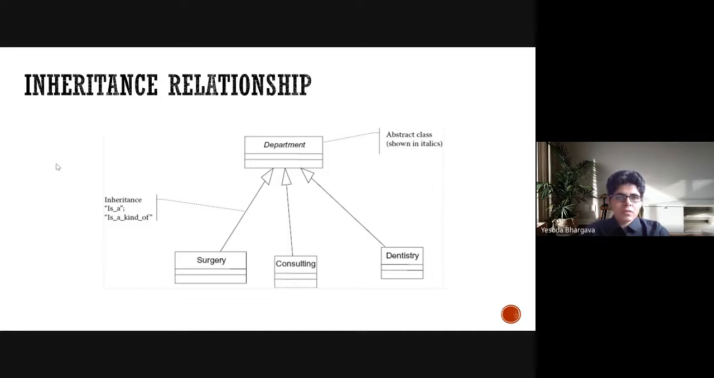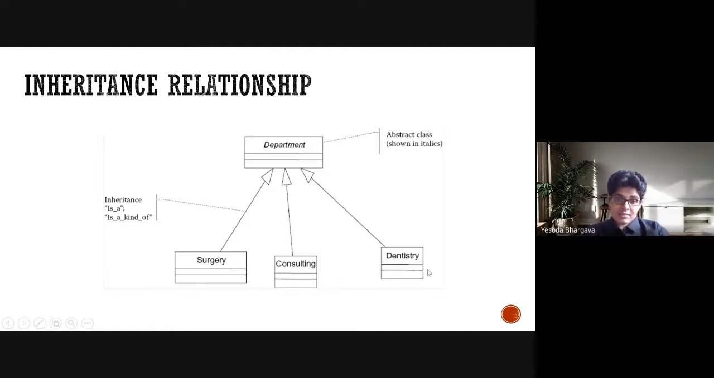We talk about one of the relationships, which is the inheritance relationship. Inheritance basically is a kind of relationship. If there is an overall class of department, then there can be multiple departments. If the system is about a hospital management system, then there can be a surgery department, a consulting department, and a dentistry department. So this is how you show the inheritance between the classes.